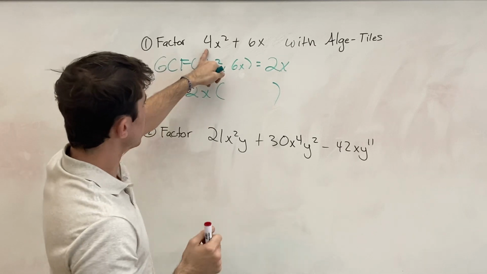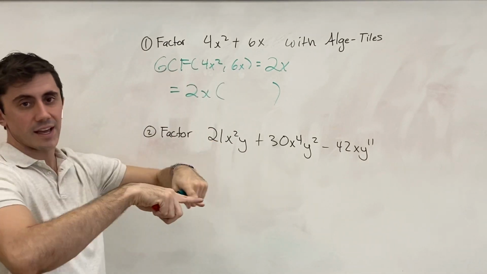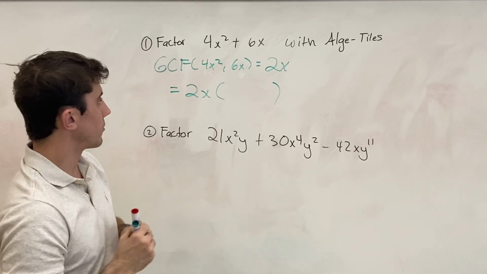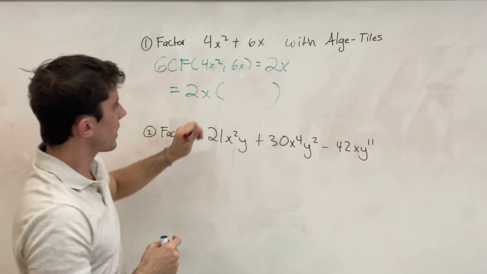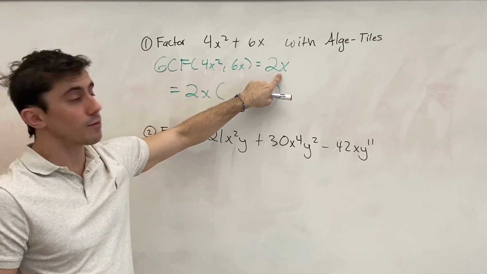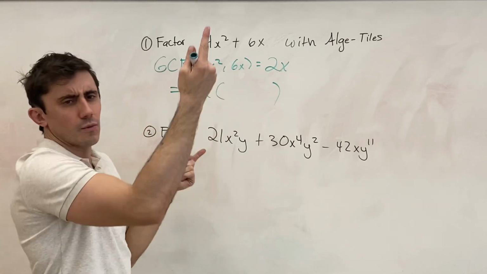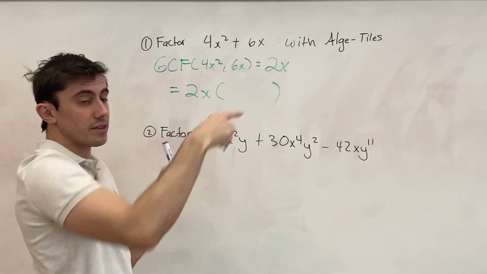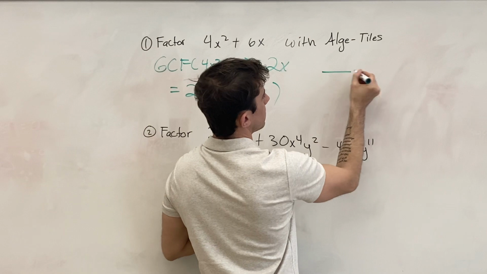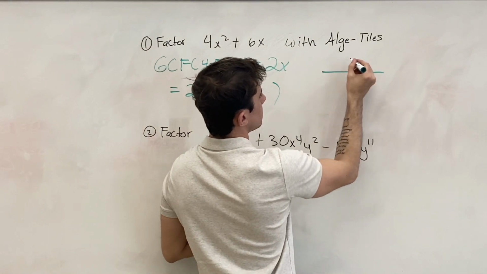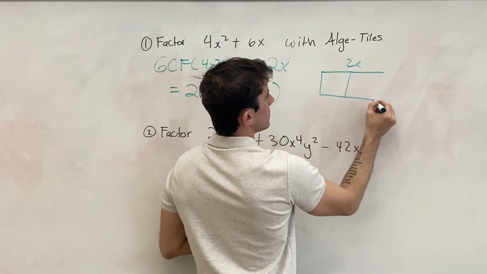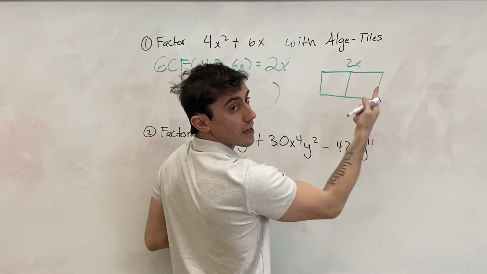So we know we need to draw in total 4 big x squares and 6 of the x rectangles. Let's use the green for positives. So we're gonna have one dimension. Because the GCF is 2x, then we're gonna have one of the dimensions, whether you consider it to be the length or the width, really doesn't matter, you can choose. Let's make the width 2x, right? This is 2x.